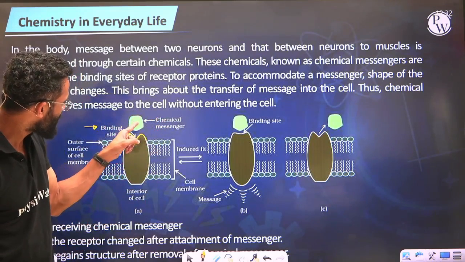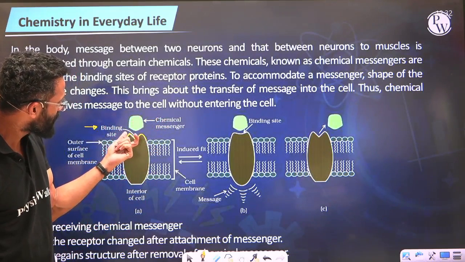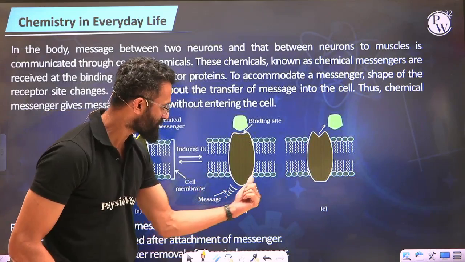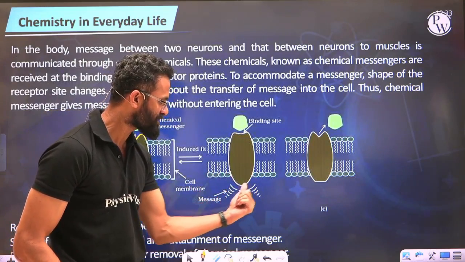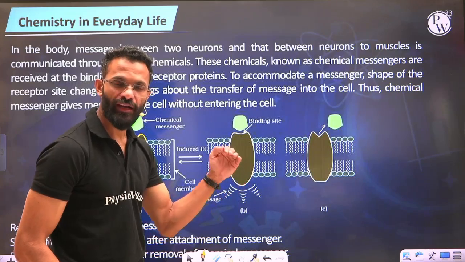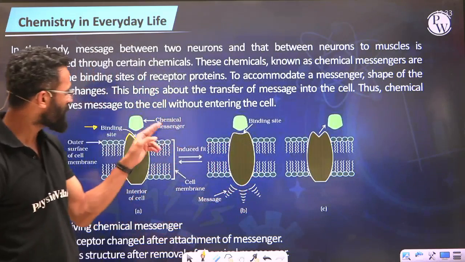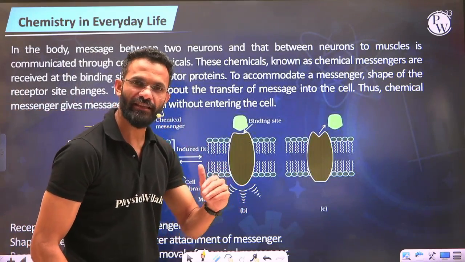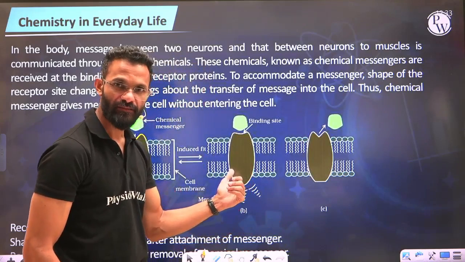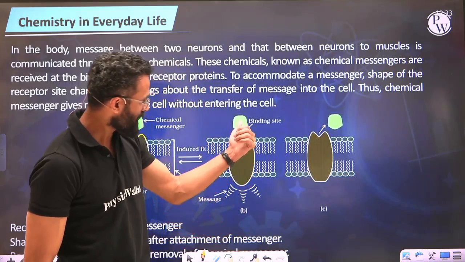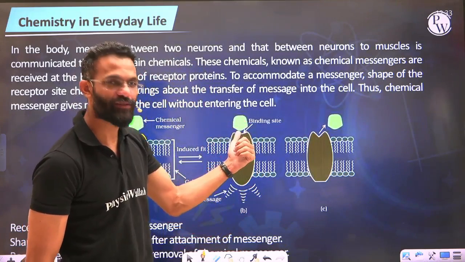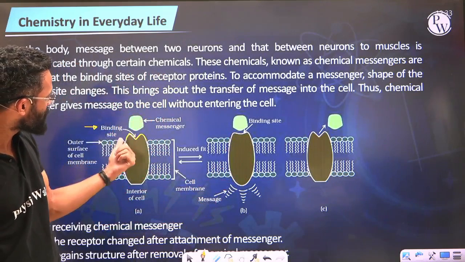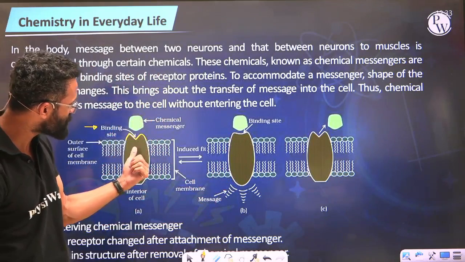When it gets attached to the active site of the receptor, in order to accommodate this chemical messenger, this cell changes its shape. You see that? Not the cell, this receptor is changing its shape. So in order to accommodate the chemical messenger, the receptor protein is changing its shape. So a change in the shape of the receptor protein is an indication that the chemical messenger has bound to the active site. So let's say this chemical messenger has attached to the active site of the receptor protein and it has changed its shape.